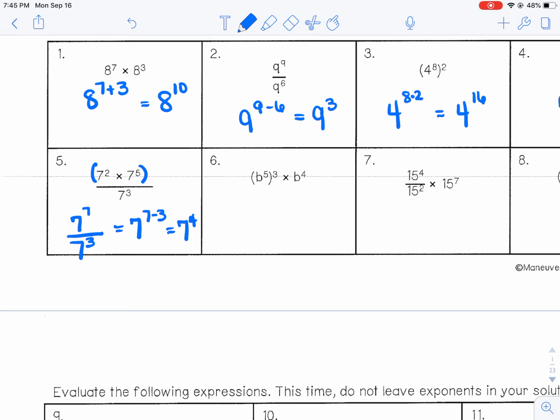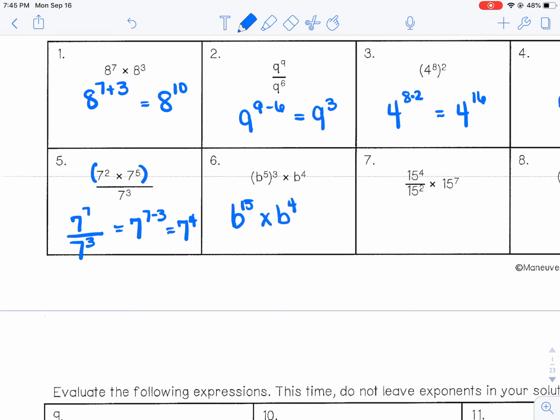Again, I've got two things going on number 6. If I'm going too fast through any of this, just pause it until you have an opportunity to catch up. But number 6, I'm going to use the power to a power rule on the first part. So b to the 5th power raised to the 3rd power. The rule says that we're going to multiply those exponents. So that's going to be b to the 15th power times b to the 4th power.